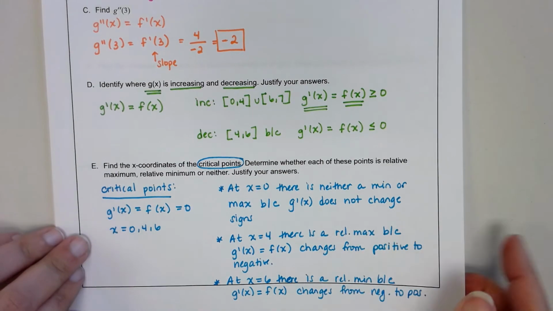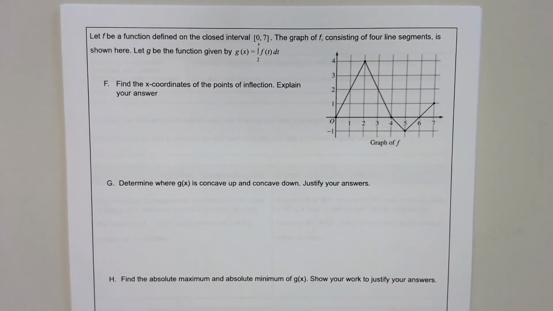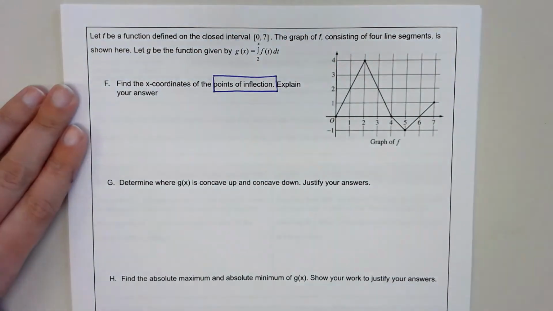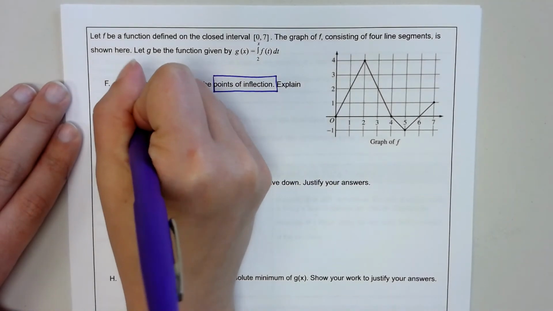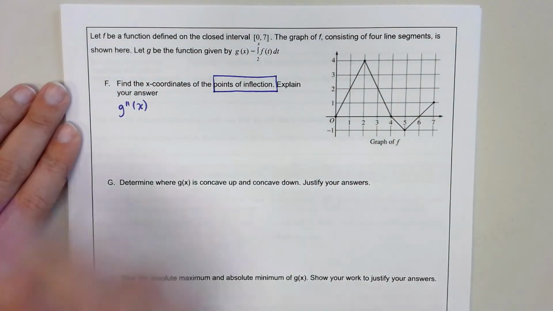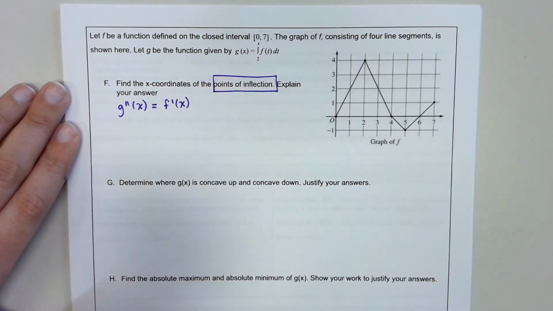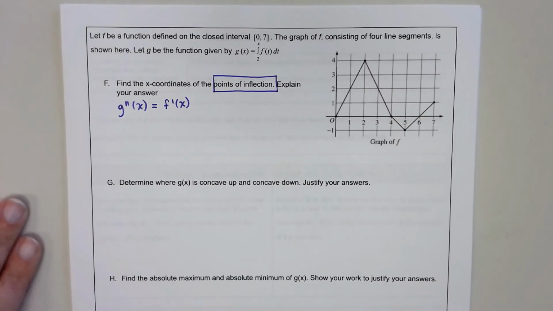All right, let's look at a couple more things that we can do using one of these graphs. So find the x coordinates of the points of inflection. Points of inflection are places where the second derivative changes signs. So we need to think about the second derivative of g. Based on our previous problem, we know that the second derivative of g is really just f prime, so the slope of the graph that we're given. In other words, we need to know where the slope of this graph changes signs.